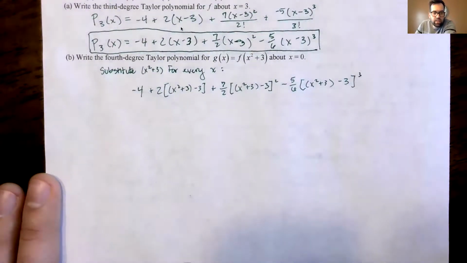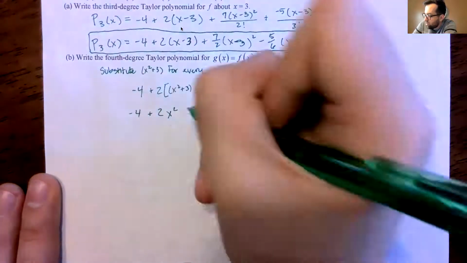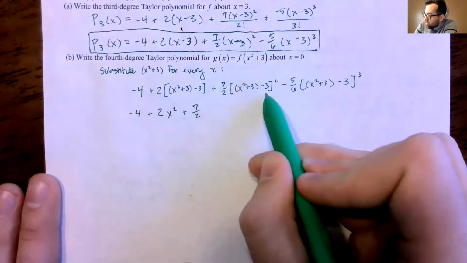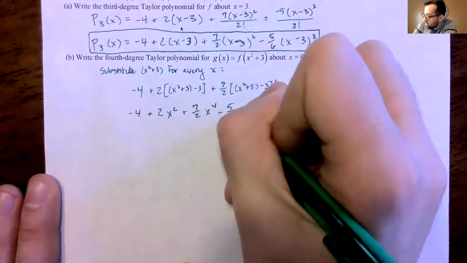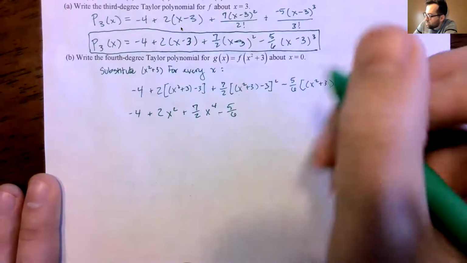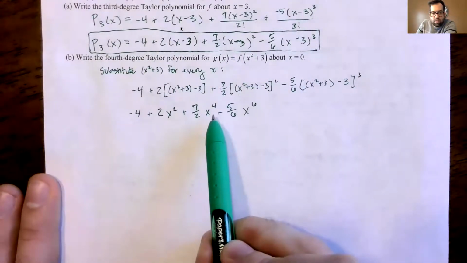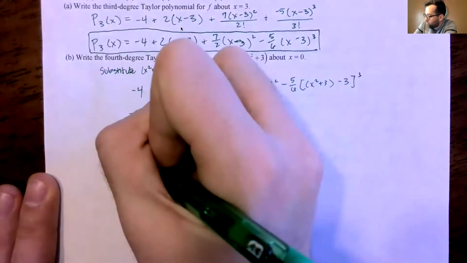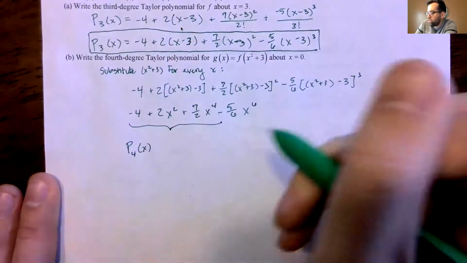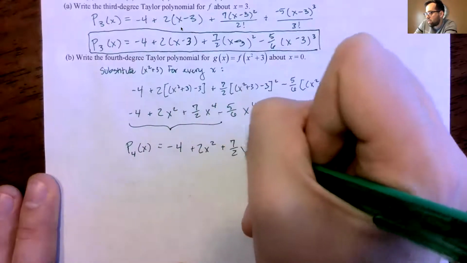And then let's just simplify this a little bit. So the plus 3's and the minus 3's end up canceling out. So we get -4 plus 2x squared plus 7/2. The plus 3 minus 3 cancels out. We have x squared squared, which is x to the 4th. And then we have minus 5/6. The plus 3 minus 3 cancels out. We have x squared cubed, which is x to the 6th. And since we only want the 4th degree, we're only going to need these first 3 terms. So the 4th degree polynomial approximation for g of x is -4 plus 2x squared plus 7/2 x to the 4th.